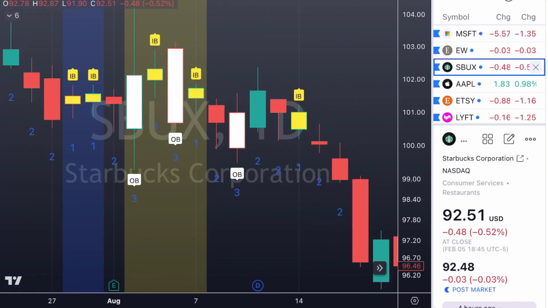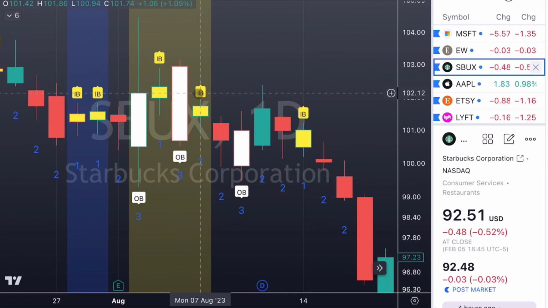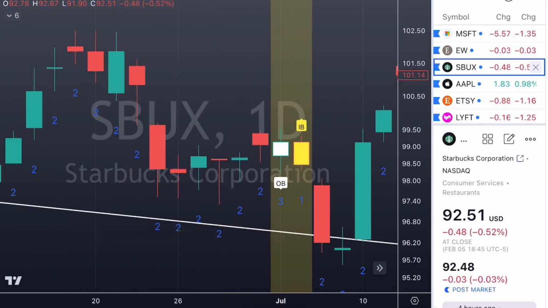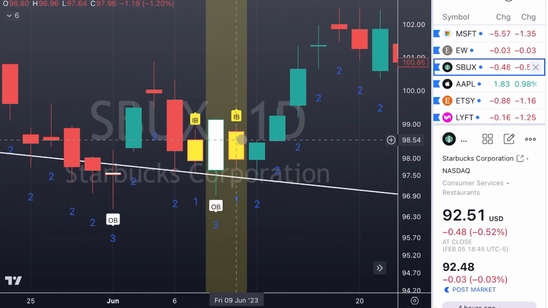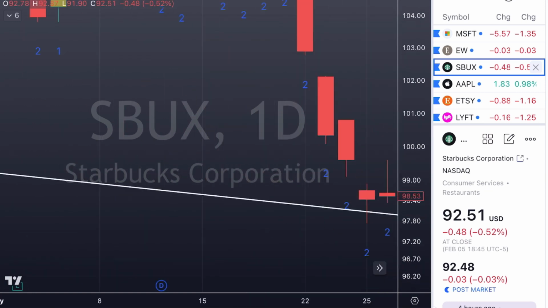We just look for that gold bar, okay? 3-1. Again, this one didn't work. Went outside bar. This one worked really well, okay? They don't always work. Here's another one. Worked really well. The probability of these things working out really well are higher than them not working out well, okay? So again, this one didn't.